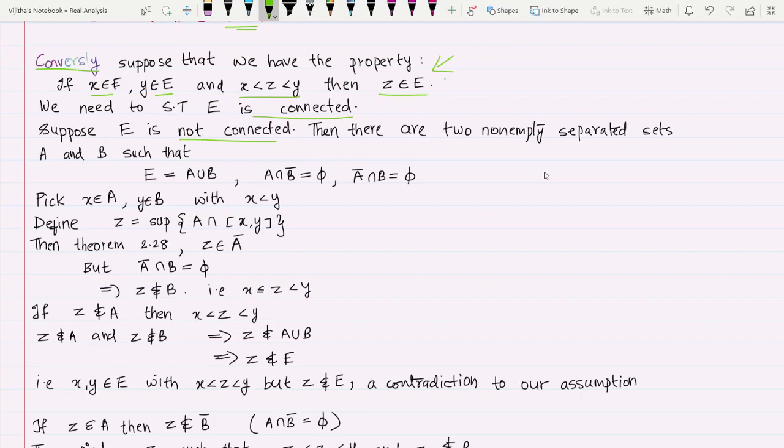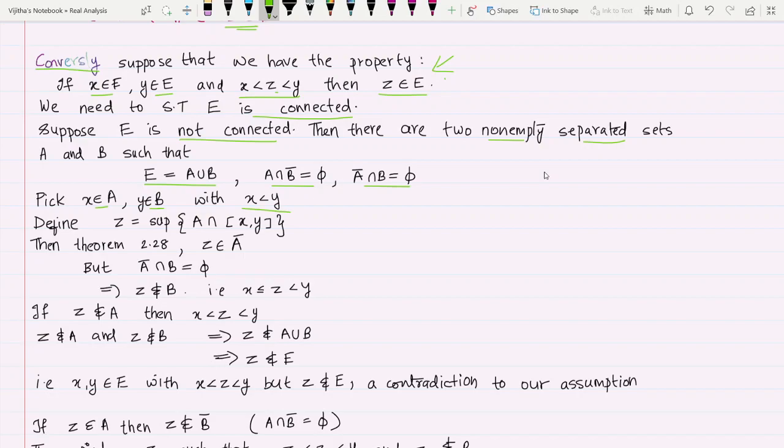Not connected means E can be written as a union of two non-empty separated sets. So there exist two sets A and B such that E equals A union B, A intersection closure of B is empty, and closure of A intersection B is empty. Now we should get a contradiction to this property. For this we will take one element x in A and another element y in B with the property that x is less than y.